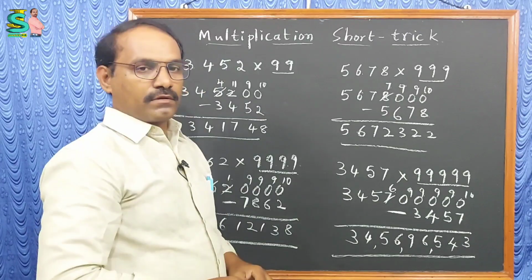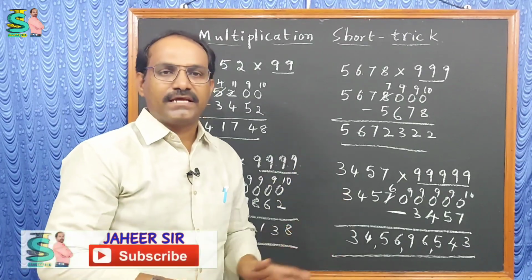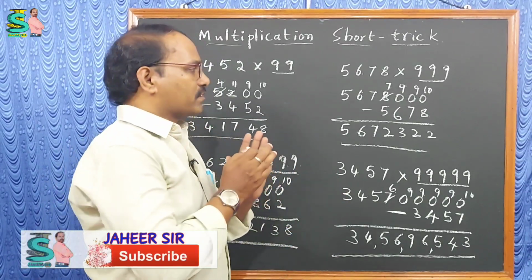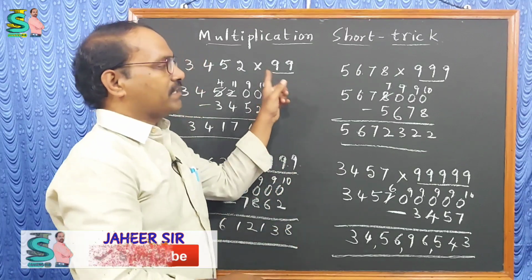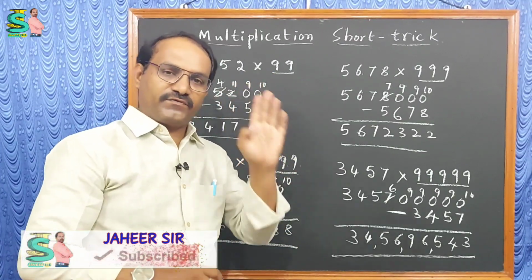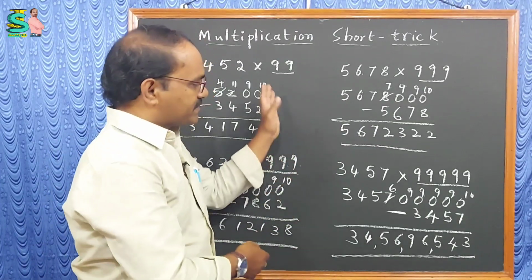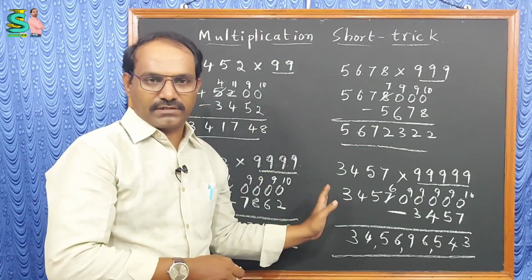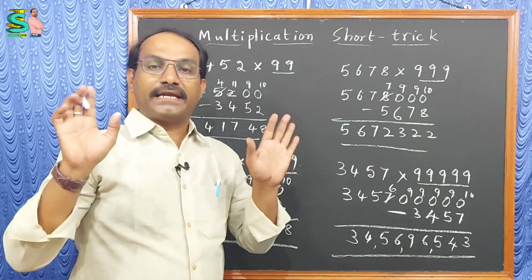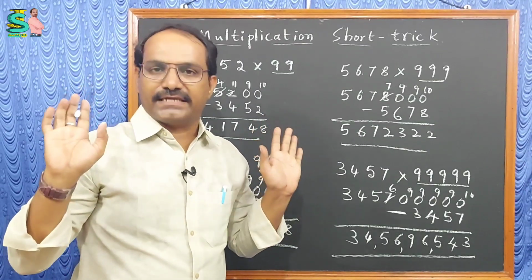Is it understood? You can follow the same process and do the multiplication with the largest 2-digit, 3-digit, 4-digit, 5-digit or 6-digit, 7-digit number, as it is the same process only. You can get the answer in 5 to 10 seconds.